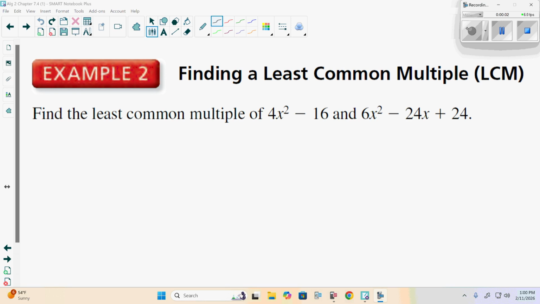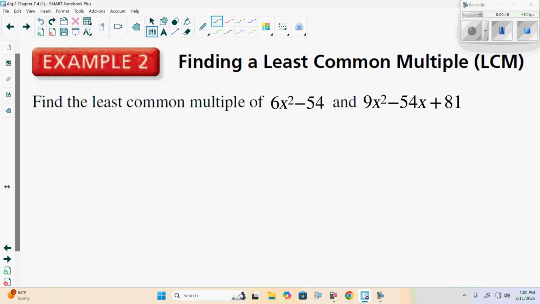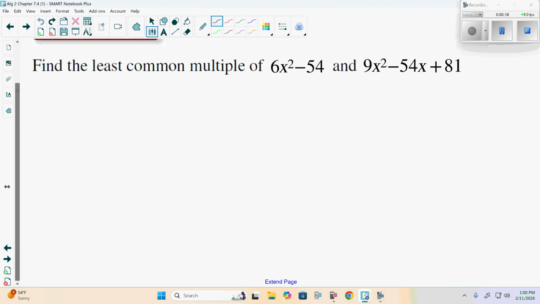We're continuing with today's topic, least common multiple, finding the least common multiple. I think we stopped here. I cannot remember. So we did that one, so we're going to pick up here, finding the least common multiple between these two expressions.